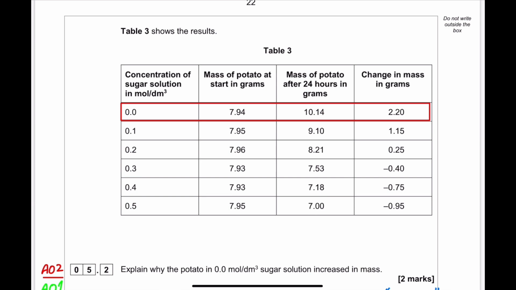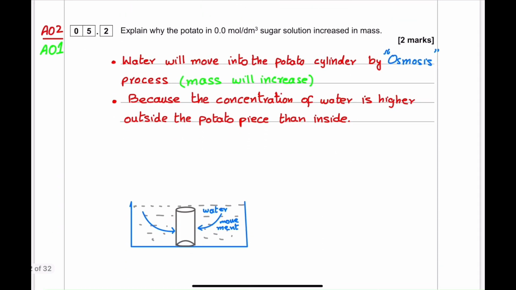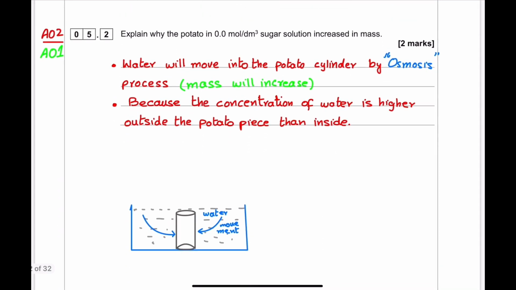Let's see the model answer. If we consider here, this is my potato piece and outside is water with no sugar. Therefore, the water concentration is very high here. The water will move from the higher concentration, from outside to inside the potato. As a result, the mass of the potato piece will increase.